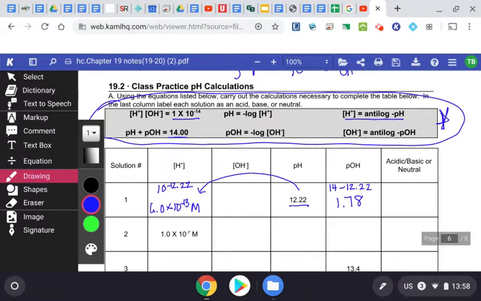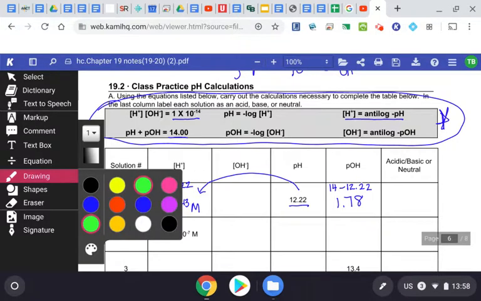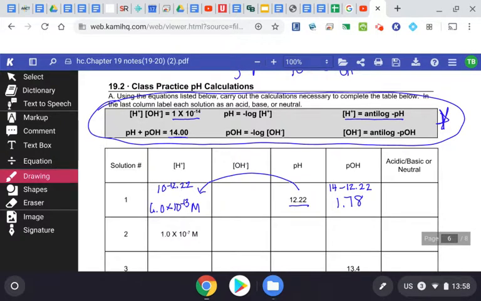Let's see here. I'm going to change colors for the next one. So to figure out my hydroxide ion concentration, I'm going to use my pOH now. To find the hydroxide concentration, you're going to take the anti-log of your negative pOH. So I'm going to take my anti-log, which is 10 to the power of negative 1.78. Remember, your second log button is your anti-log button. Now here I have 2 decimal places, so my answer will have 2 sig figs.